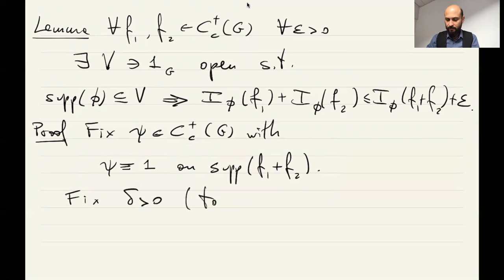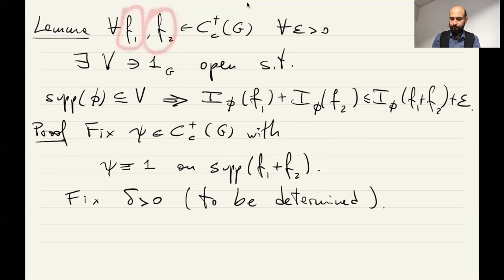Actually, this delta has to be chosen carefully, but I will tell at the end how to choose it. So this will be determined only based on f1 and f2. Okay.